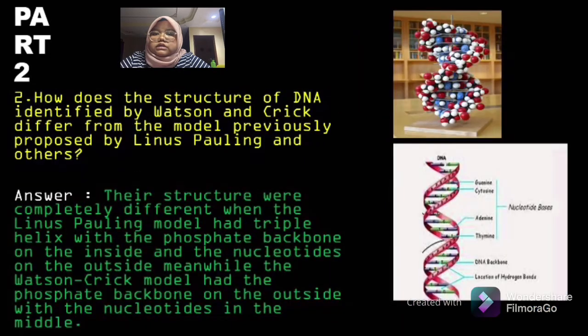So the second question is, how does the structure of DNA identified by Watson and Crick differ from the model previously proposed by Linus Pauling and the others? Their structures were completely different. Linus Pauling's model had a triple helix with the phosphate backbone on the inside and the nucleotides on the outside. Meanwhile, the Watson-Crick model had the phosphate backbone on the outside with the nucleotides in the middle.